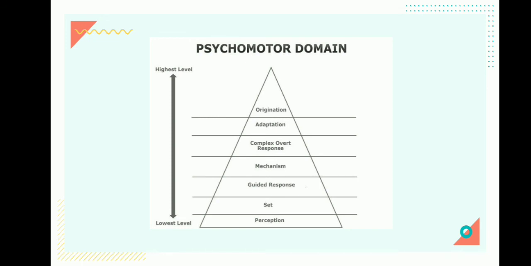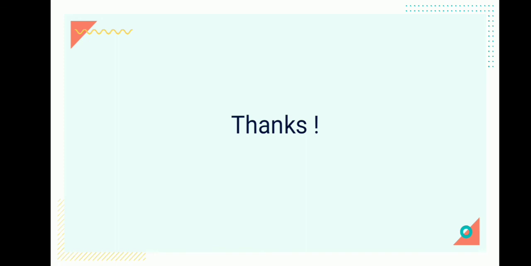Next is adaptation, the ability to modify learned skills to meet special events. For example, a designer used plastic bottles to create a dress. So this is very creative. Okay, the last we have origination. It is creating movement patterns for a specific situation. For example, a choreographer creates a new dance routine. Okay, I think that's all.